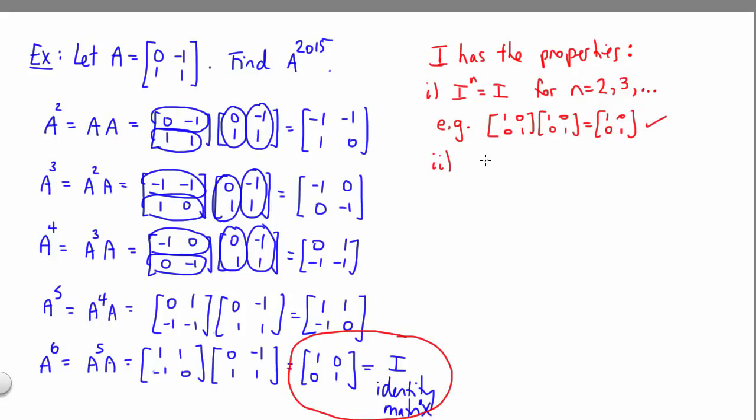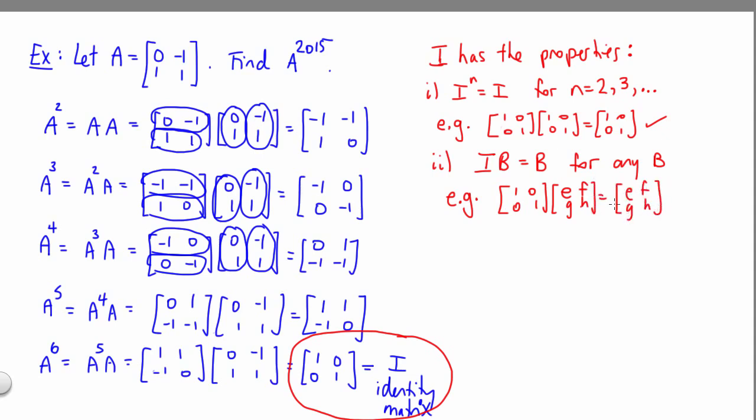All right, second property that I has: if we take our identity matrix times any matrix B, provided that the sizes are compatible, we're going to end up with that same matrix B. So let's say for any choice of B. And let's just do a little example to convince ourselves of this. So we take the 2 by 2 identity matrix. Let's say B is the matrix that looks like E, F, G, H, for example. If we do this multiplication, we end up with E, F, G, H. So in other words, we end up with this original matrix B that we put in here.